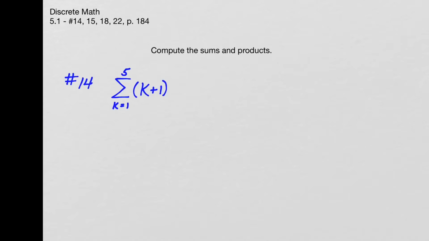In number 14, we're asked to find the sum, and I can tell it's a sum because we have a capital sigma here, from k equals 1 to 5 of k plus 1. So what this means is that we're going to let k equal 1, k equal 2, k equal 3, k equal 4, and k equal 5. And we'll find each of the values of our expression for that.